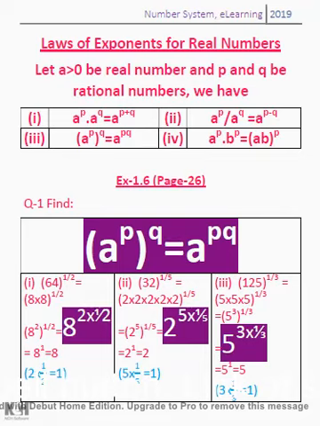Dear friends, we are going to solve question number 1 from exercise 1.6, page 26, which is based on laws of exponents for real numbers. Here, the base is a real number which is greater than 0, and the exponents are p and q. These are rational numbers. And the first law of exponents is a raised to the power p multiplied by a raised to the power q is equal to a raised to the power p plus q. Here the terms are getting multiplied and here the powers are getting added.